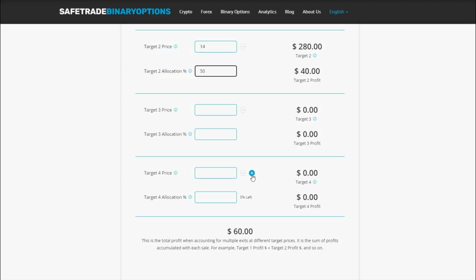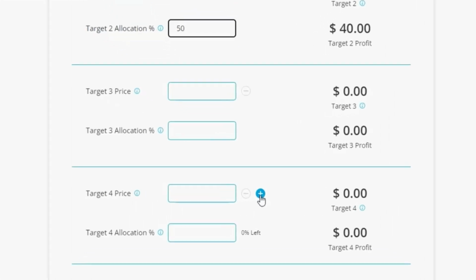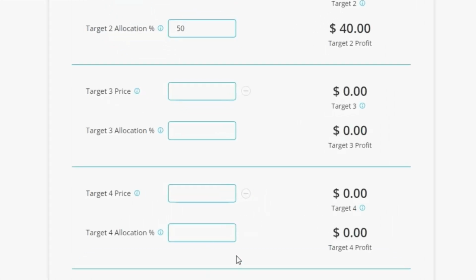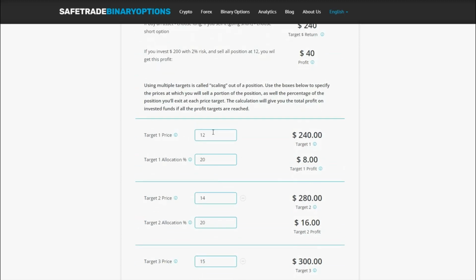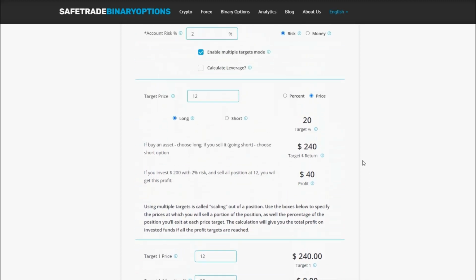You can do this as many times as you want. You can add in multiple targets by clicking this button. The only thing you have to do is make sure that these add up to 100. So you could put in to sell 20% here, 20% here, and then you'd have 60 remaining. So you'd have to put in 60 there and maybe sell that all at 15. So this can be worked multiple ways, multiple targets, just to see what your theoretical profit could be based on exiting at different levels.